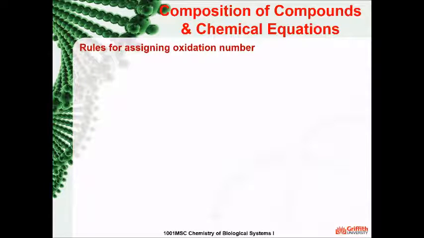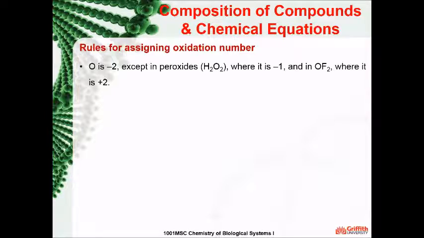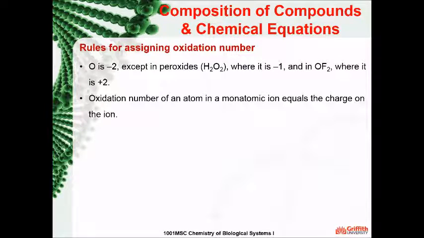Oxygen has a -2 charge, except in peroxides where it forms -1 ions. The other exception is OF2, where it forms a +2 ion. Oxidation numbers of an atom in a monoatomic ion equals the charge on the ion. For example, S2- has an oxidation number of -2.